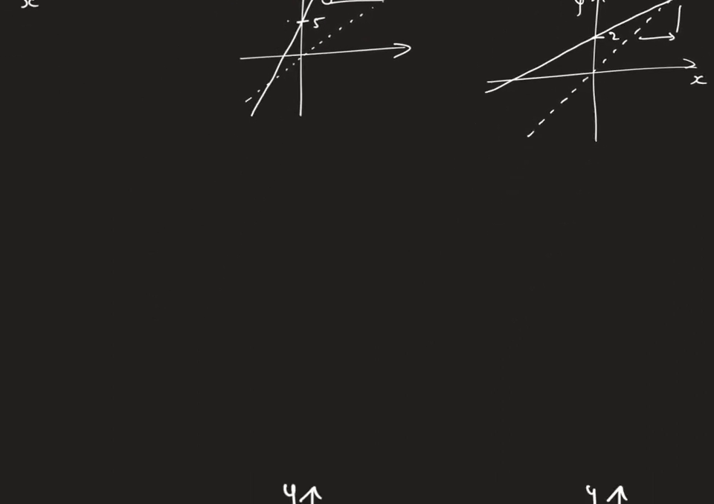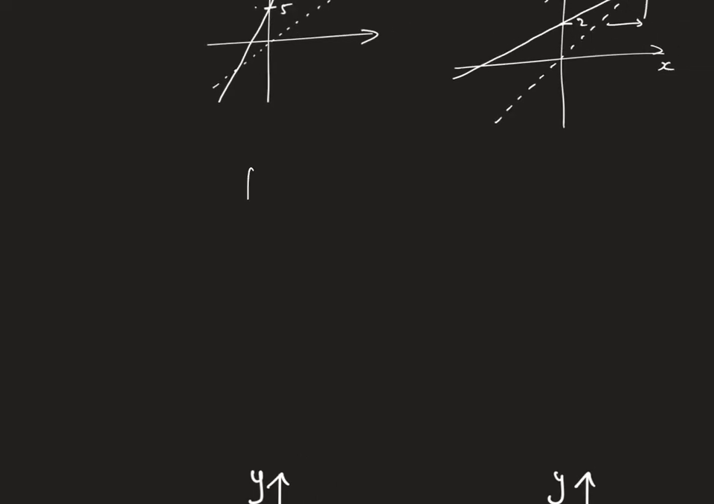Now, very often what they might give you is a graph like this, and they tell you that this crosses at, say, 5, and this one crosses at 10, and this is not to scale. Okay, and they ask you to find the equation of the graph. That would be y equals something x plus something there.